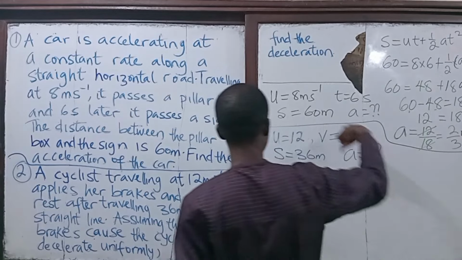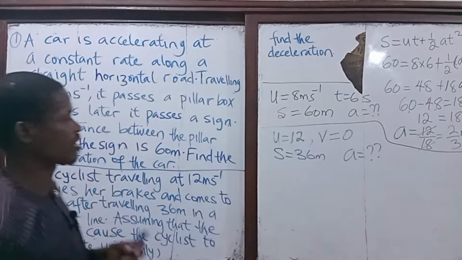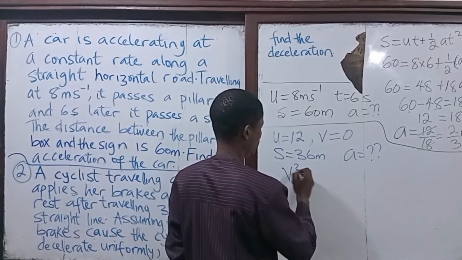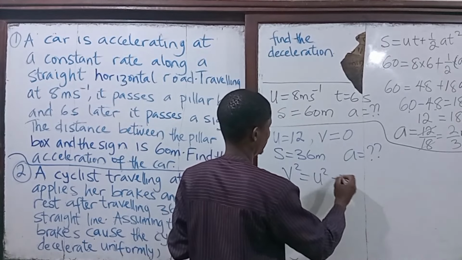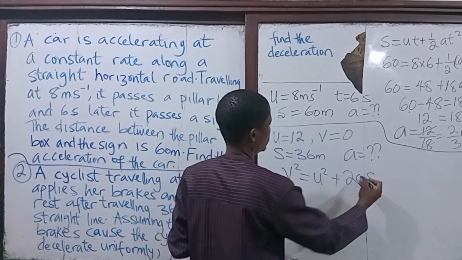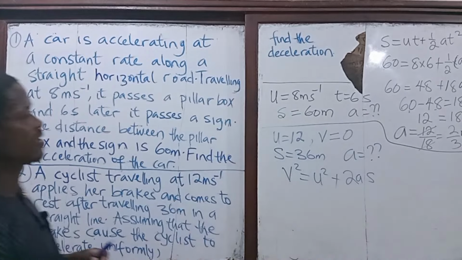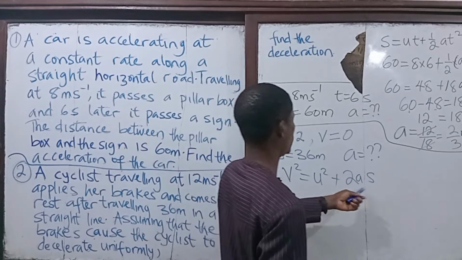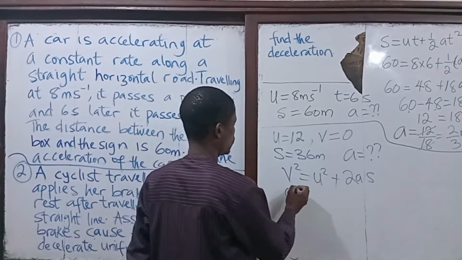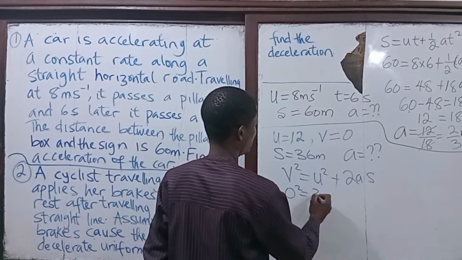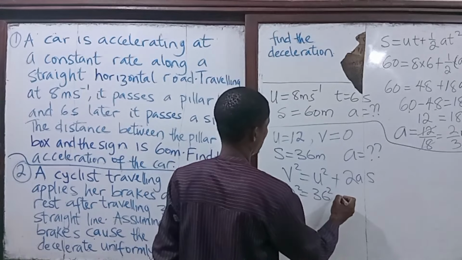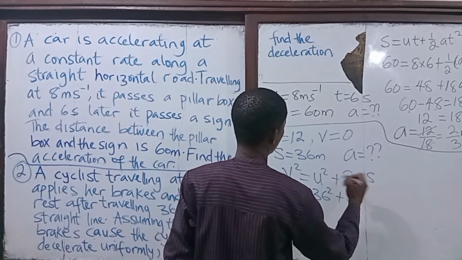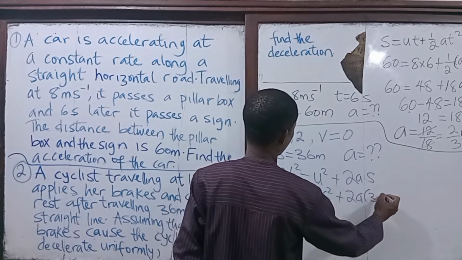So let's see the formula that connects U, V, and the distance. We can use this one. You can try this. Let's check. Is it going to work? I know my V, I know my U, I know the distance, but I don't know the A. So this will be 0 square plus my U is 36 square, and then plus 2 times A. My A, I don't know, but I know the distance as 36.